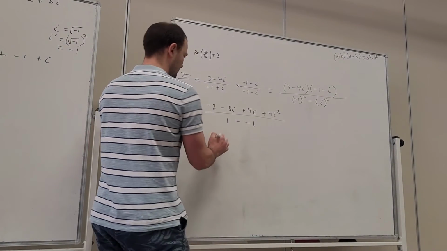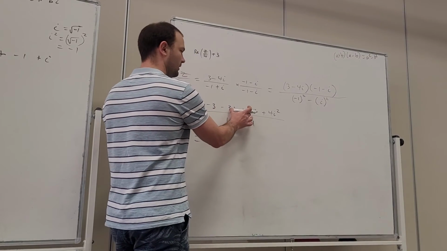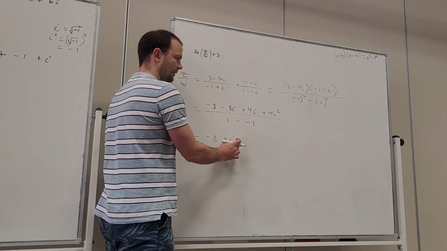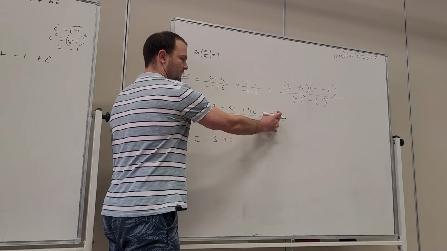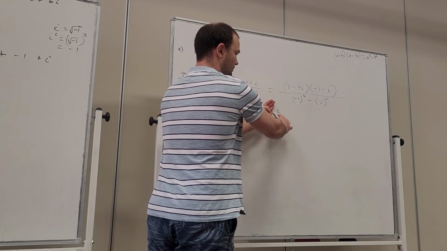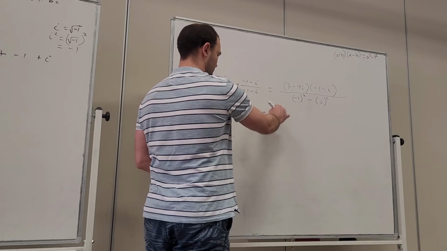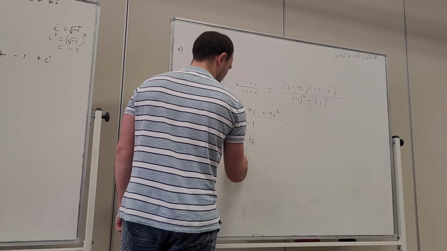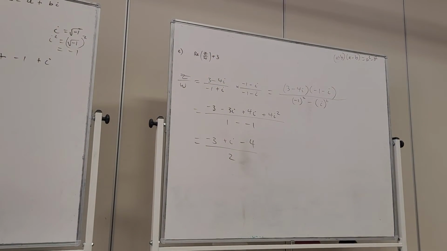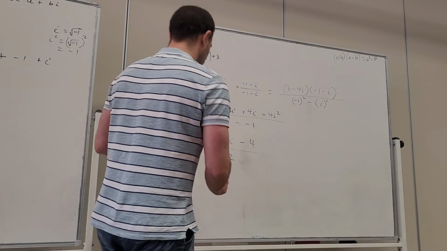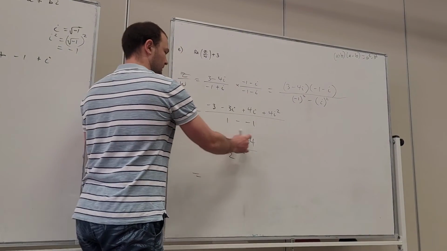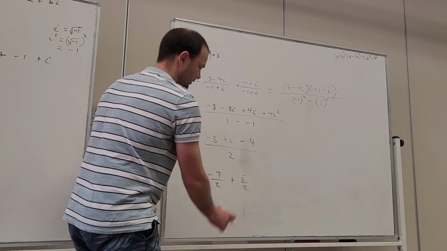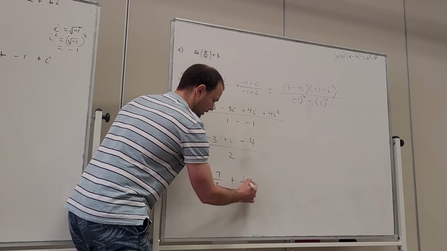Okay, let's collect the like terms at the top. We're going to have minus 3. This is going to be plus i. So we have minus 3 lots of i plus 4 lots of i. It's plus 1 lot of i. We have plus 4i squared. Well, what is i squared? It's minus 1. So we have 4 times minus 1. That's minus 4. Okay? And at the bottom we've got 1 take minus 1. That's 2. Alright, come down here. So minus 3 take 4 is minus 7 on 2 plus i on 2. Okay? Or you can think about it as half i.